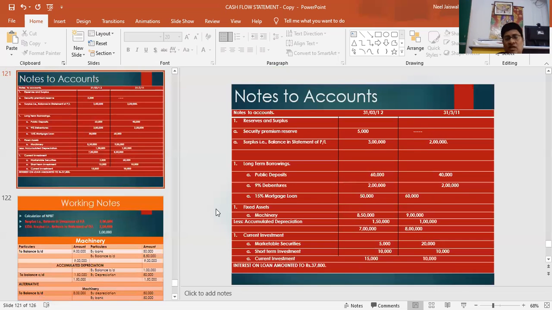We have just seen that when we issue shares at a premium, we will take the money over there. So this item will not come in operating activity under calculation of NPBT, net profit before tax. So let's start the sum.